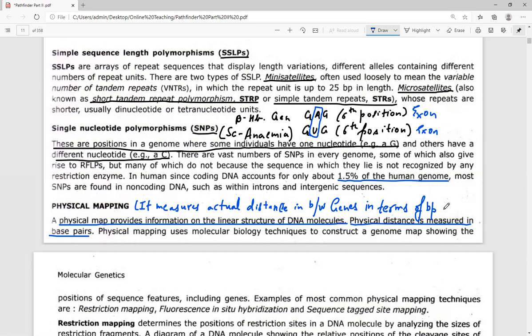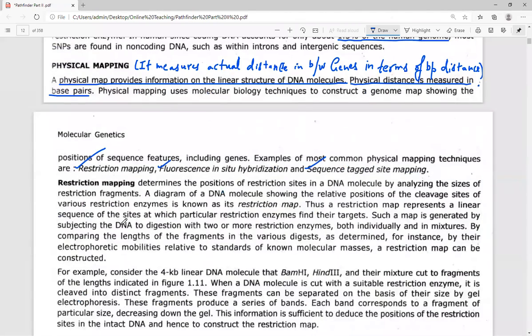Of base pair distance. So the distance is being measured in terms of base pair. This is how the distance is going to be measured. Now, there are different methods: restriction mapping, fluorescent mapping, and sequence tagged site mapping, which is being used.